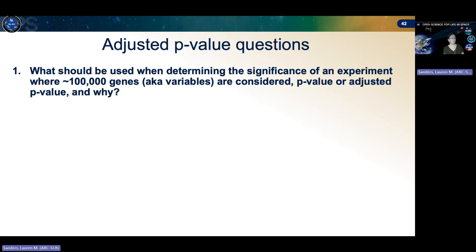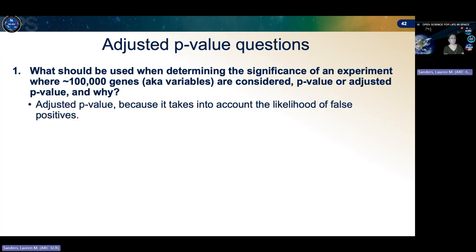So just to double check knowledge here, what should be used when we're determining the significance of an experiment where about 100,000 genes were considered? Should we use p-value or adjusted p-value, and why? Well, we're going to want to use adjusted p-value because it takes into account the likelihood of false positives.